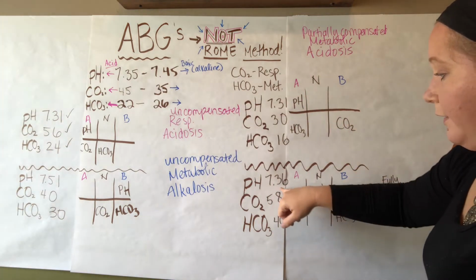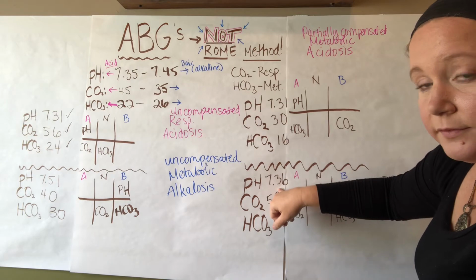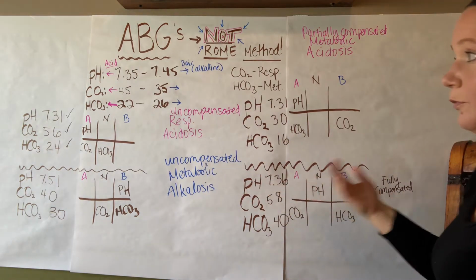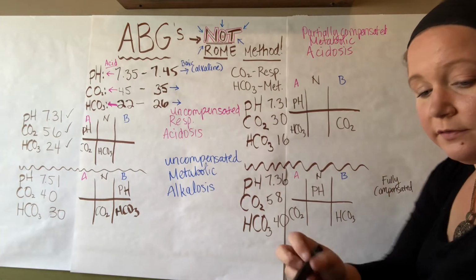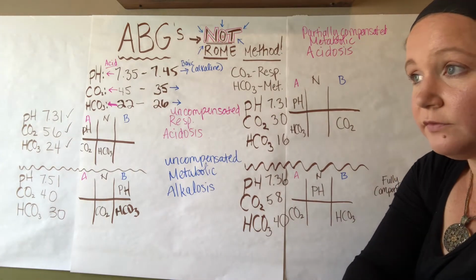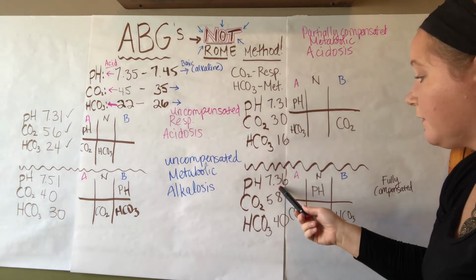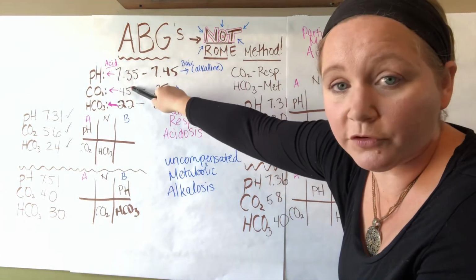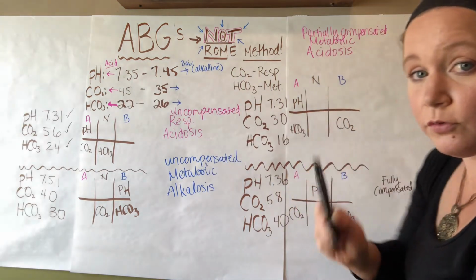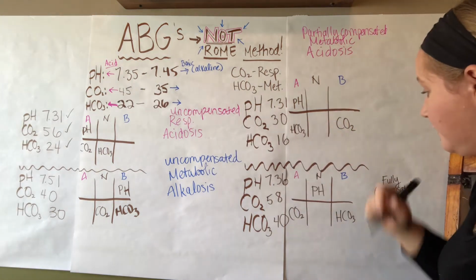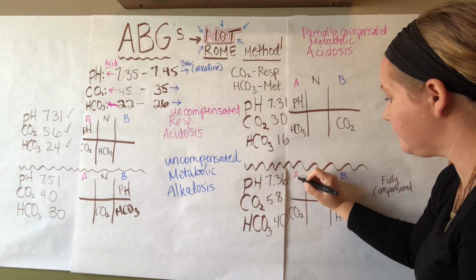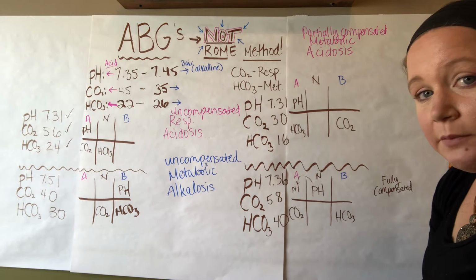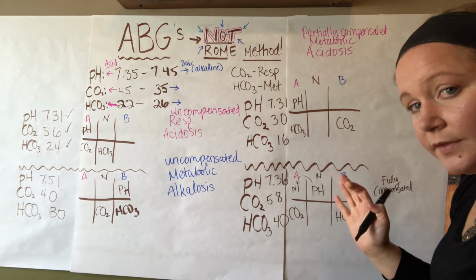Or you could just say, okay, is 7.36 leaning more towards the 7.35 side, or is 7.36 more towards my 7.45 side? So you should be saying to yourself, well, 7.36 is right next to 7.35, so that's leaning more towards my acid side. So because it's leaning more towards my acid side, you tentatively can move that pH here to name it. It's like a fake out.